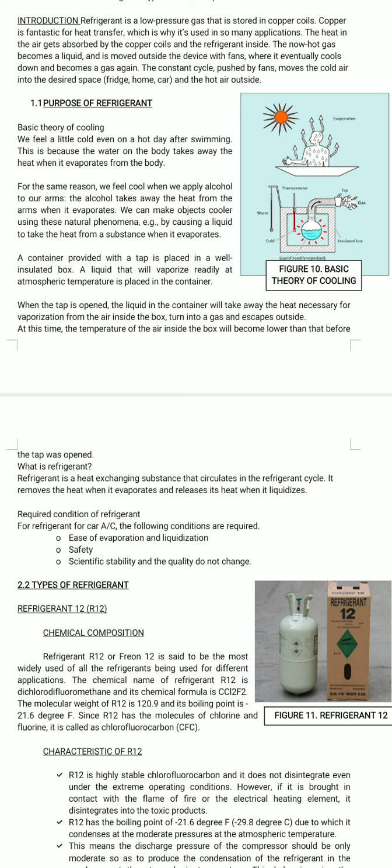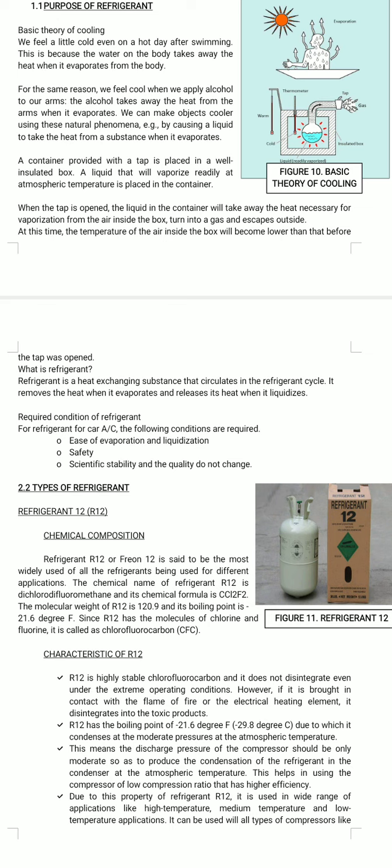What is refrigerant? Refrigerant is a heat-exchanging substance that circulates in the refrigerant cycle. It removes heat when it evaporates and releases its heat when it liquefies. So, a refrigerant is a working fluid used in the refrigeration cycle of air conditioning systems and heat pumps, wherein in most cases they undergo a repeated phase transition from a liquid to a gas and back again.